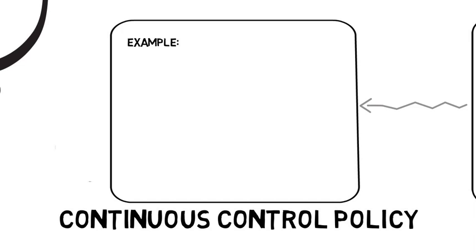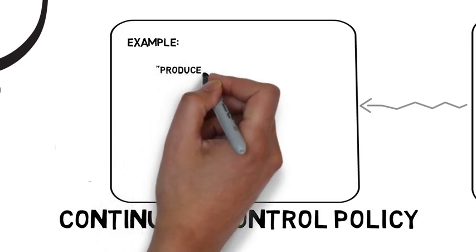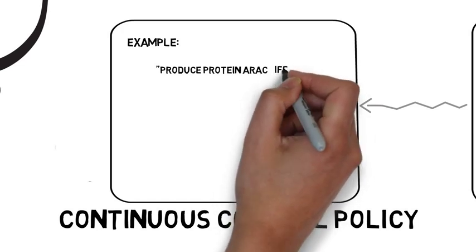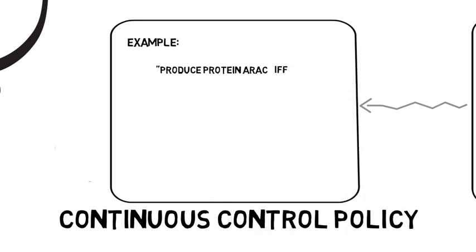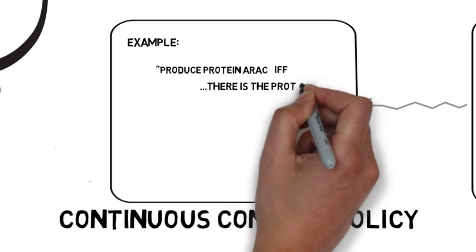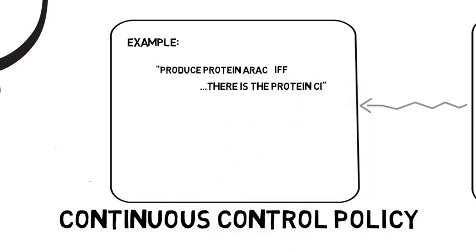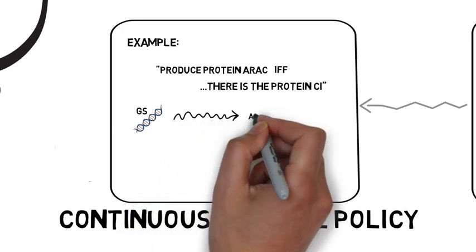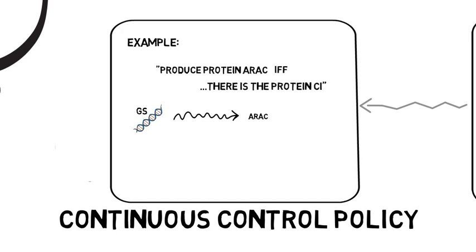So, for example, if the control action is produce protein area C if and only if the cell is at a state where there is another protein, say Ci, then we can think of a synthetic gene GS that produces area C and whose dynamics is given by this equation, interpreted in the same way we did during the modeling step.